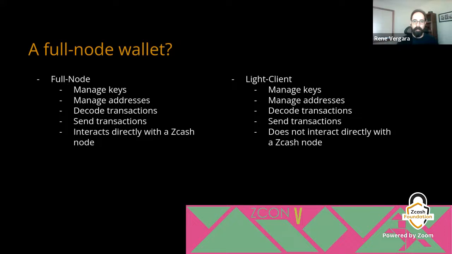So for the purposes of the Zenith wallet, what we're trying to make the distinction is that our wallet interacts directly with the Zcash node, in this case, the Zebra node, as opposed to a light client wallet that may need an intermediary like lightwalletd to communicate with the blockchain.